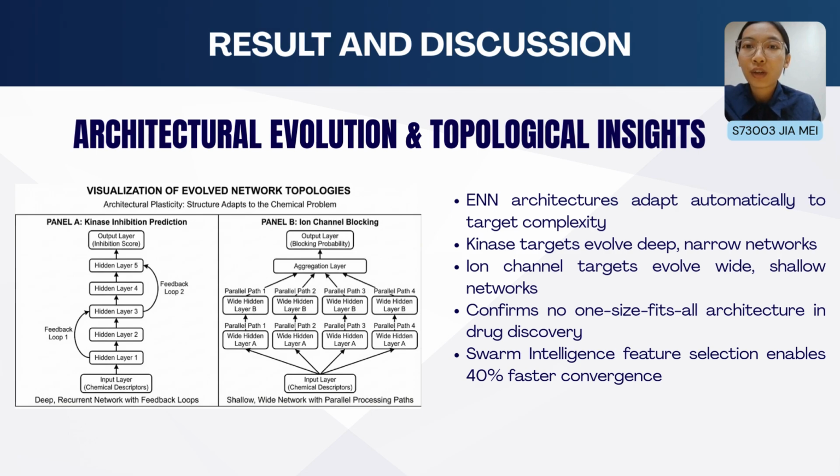Next, moving to our results regarding architectural evolution and topological insights. Our ENN architectures adapt automatically to target complexity using neuroevolution of augmenting topologies. We found that kinase targets evolve deep, narrow networks for iterative refinement. In stark contrast, ion channel targets evolve wide, shallow architectures. This architectural plasticity confirms there is no one-size-fits-all architecture in drug discovery. Finally, integrating swarm intelligence for feature selection enables 40% faster convergence, representing a robust hybrid meta-heuristic framework.